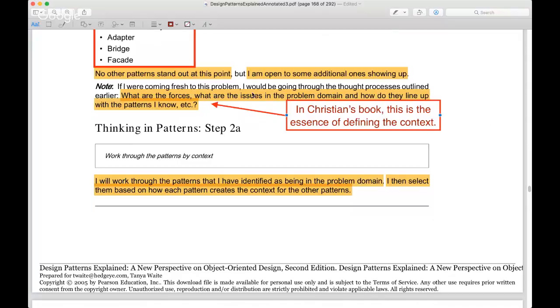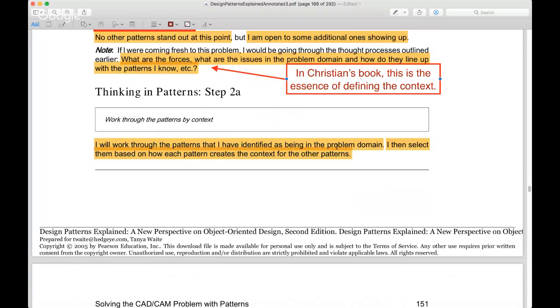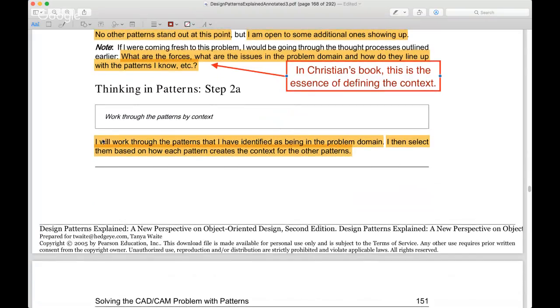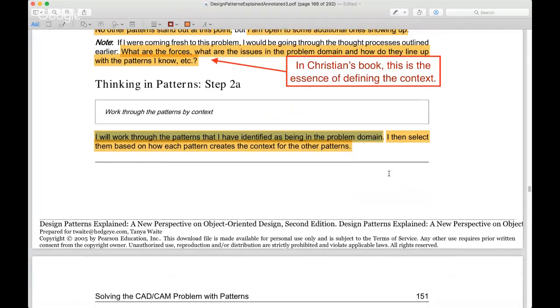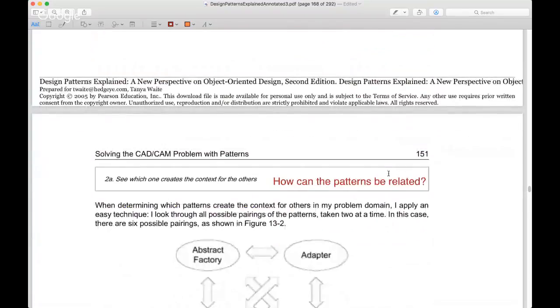Okay, so what are the forces? What are the issues in the problem domain at the top level, and how do they line up with the patterns that I know? All right. So he will work through the patterns that I know are in the problem domain. At this level, I will select them based on how each pattern selects the context for the other patterns, or creates the context for the other patterns.